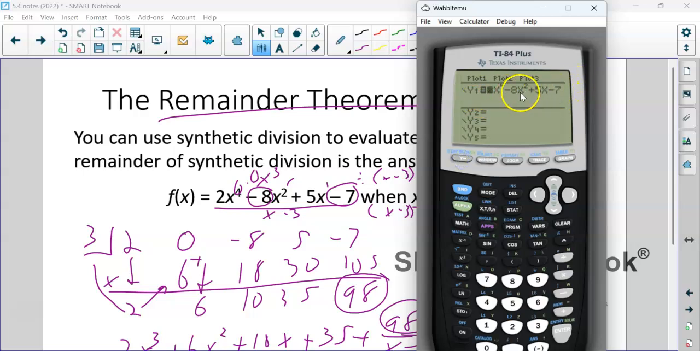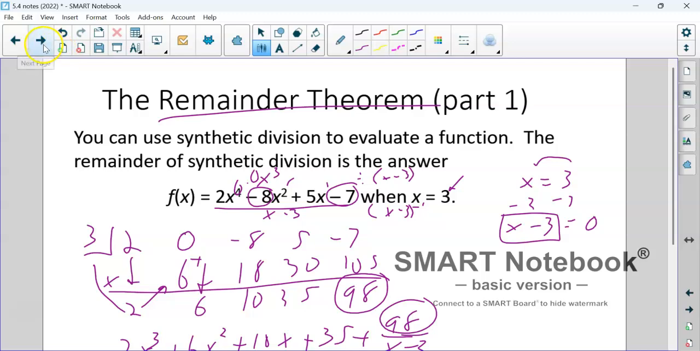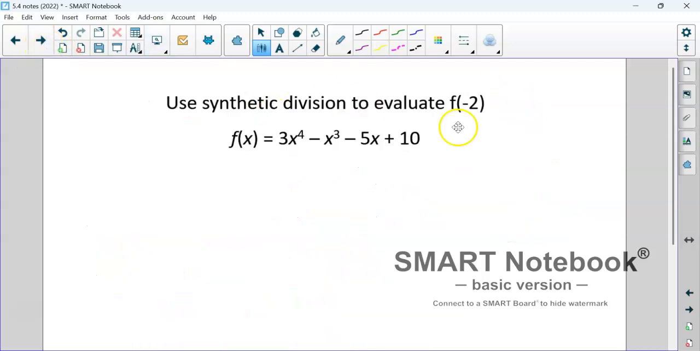And if I did, and this number down here doesn't match, I would just go back and check my math, because I know that this should be 98. So again, let the calculator help you. Okay, synthetic division to evaluate -2.